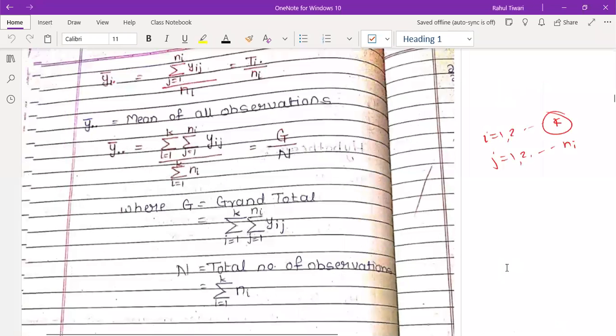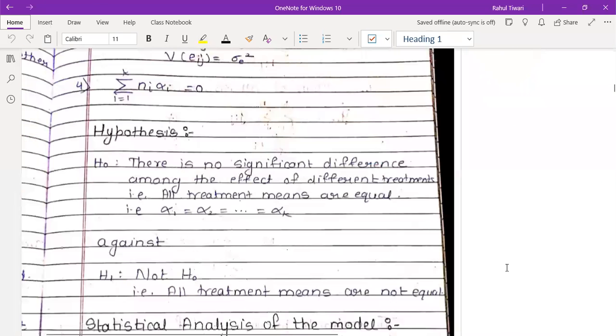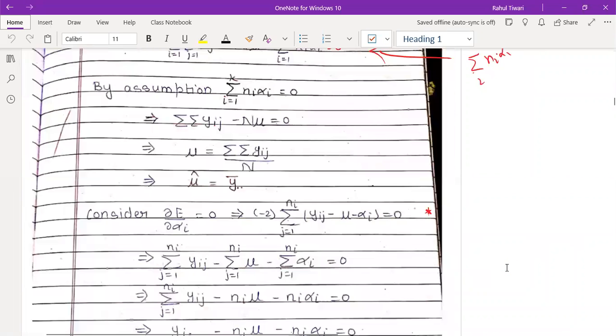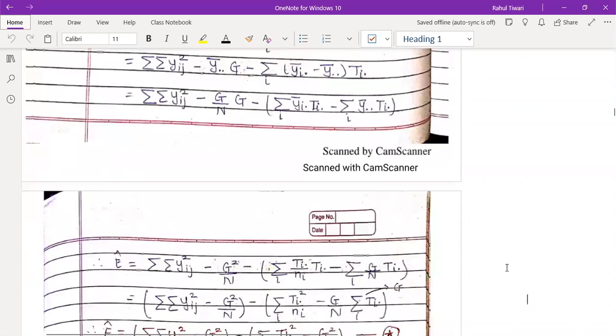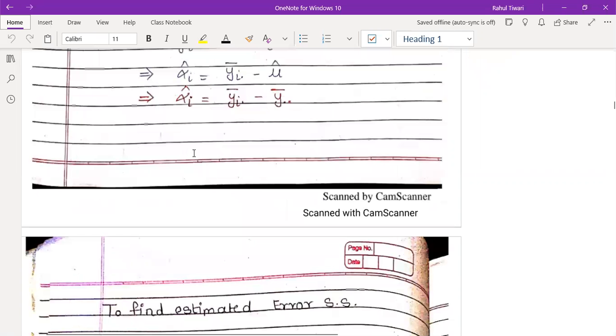We have already seen all the basics of ANOVA, so that you can try to understand, and I hope you have started writing these notes in your notebook. In the last class we did the estimation part, where we estimated the parameters mu hat and alpha hat. So those two estimated values we did.